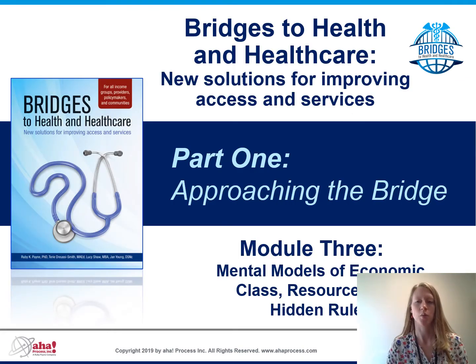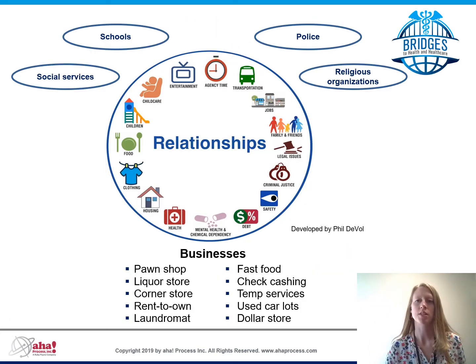In this section, we'll take a closer look at 3 signature Bridges elements: mental models of economic class, resources, and hidden rules. What you see here is an example of what is called a mental model, which is a picture in your mind that describes a certain phenomenon or category of something. It can often convey the gist of something in an easily digestible way.